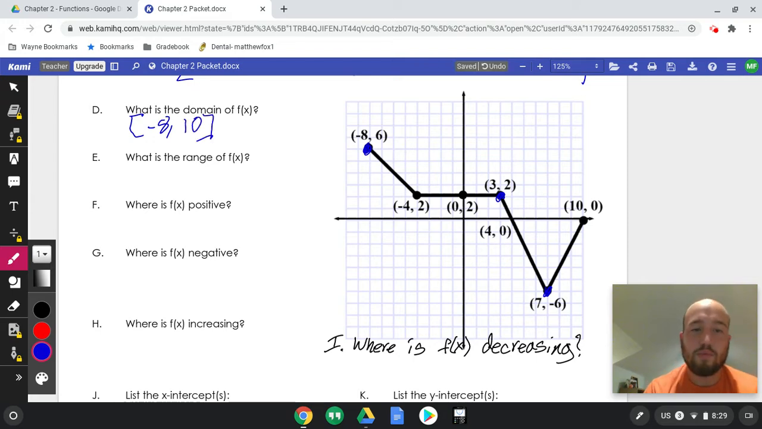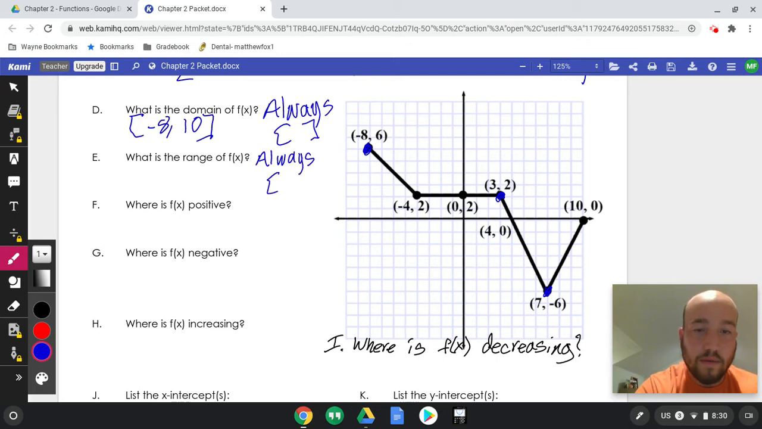The reason I chose brackets instead of parentheses, if you look at the point negative 8, that is an acceptable x value. The point 10, that is an acceptable x value. Either one of those could be x values. So anytime you're dealing with domain, it's always going to be brackets. And likewise, range will always be brackets.